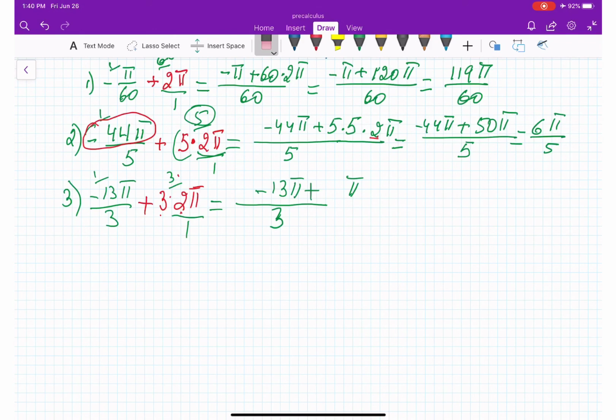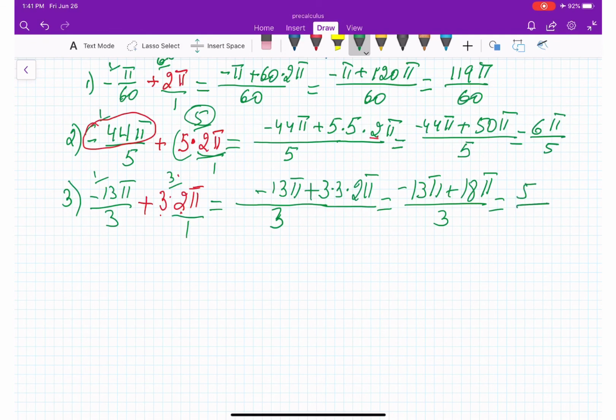So writing down 3 times 3 and times 2 pi. Okay, so that is equal to negative 13 pi plus 18 pi, divided by 3. And the final answer is 5 pi over 3.